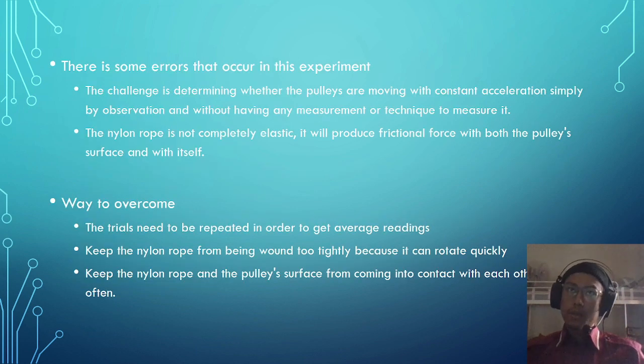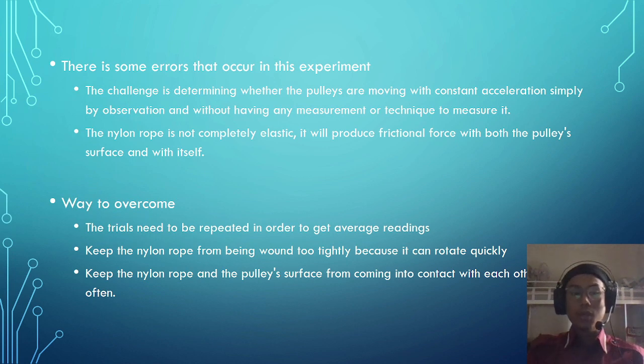During the experiment, there are some errors that we faced. The first one is the challenge to determine whether the pulley is moving with a constant acceleration simply by observation, without any measurement or technique to measure it. The second issue is that the nylon rope is not completely elastic, so it will produce a frictional force with both the pulley's surface and with itself.